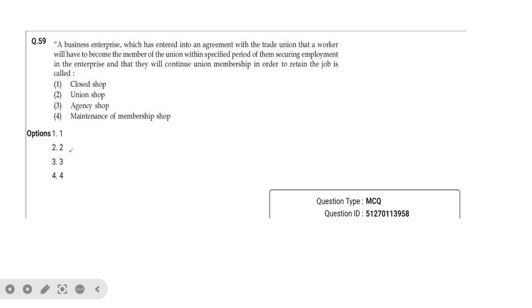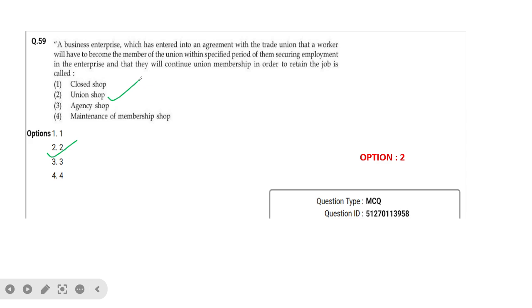Next question, 59th. A business enterprise which has entered into an agreement with the trade union that a worker will have to become a member of the union within a specified period of securing employment in the enterprise, and that they will continue union membership in order to retain the job, is called: closed shop, union shop, agency shop, or maintenance of membership shop. The answer is union shop, option 2.